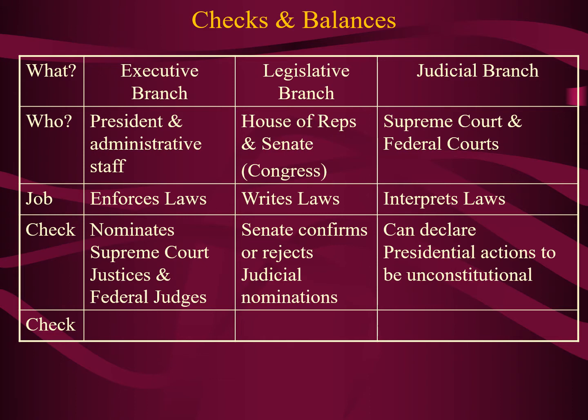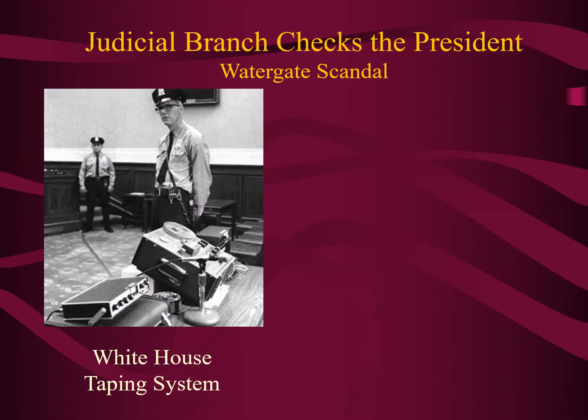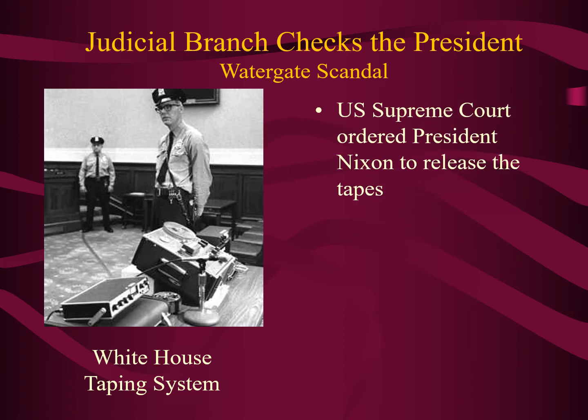The judiciary can also check the actions of both the legislative branch and executive. For example, the judiciary can declare presidential actions to be unconstitutional. I'd like to offer a couple of examples here. In the 1970s, during the Watergate scandal, it was learned that President Nixon had a taping system at the White House, yet he refused to give up those tapes. In a unanimous decision, the United States Supreme Court ordered the president to hand over or release those tapes.